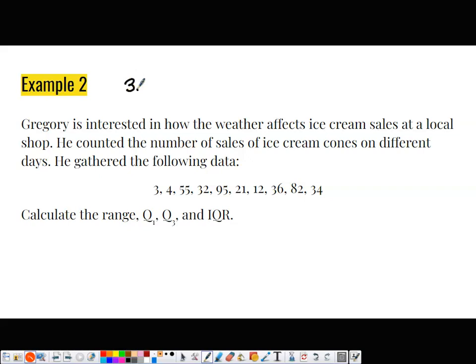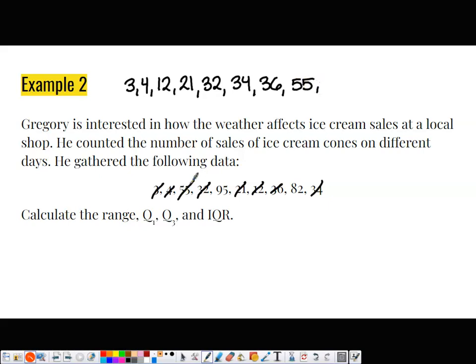So we have 3, 4, 12, 21, 32, 34, 36, 55, 82, and 95. 1, 2, 3, 4, 5, 6, 7, 8, 9, 10. Okay, cool. So that looks good.